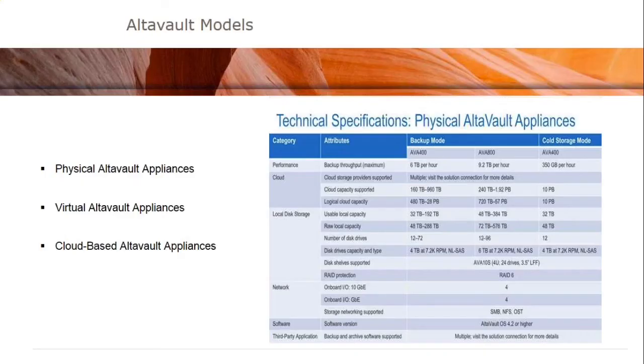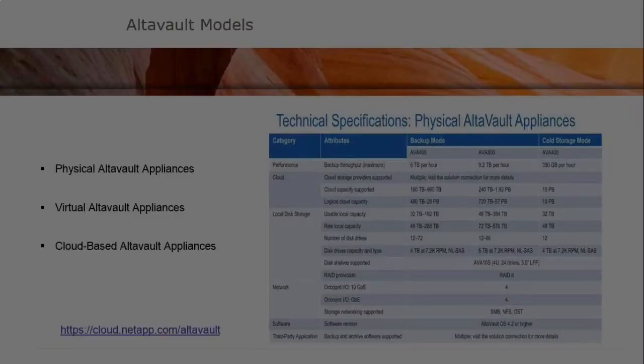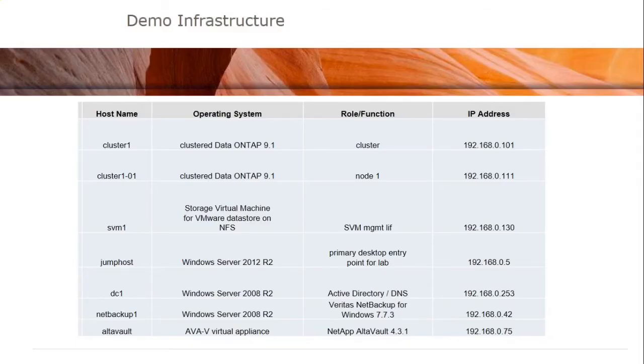Let's see the AltaVault models. AltaVault is available in three different models: physical, virtual, and cloud-based appliance. The features and functions are the same in all of them, with differences only in specifications like cache size, cloud capacity, and connectivity. You can get more details on specific models on the NetApp site. The link is given below.